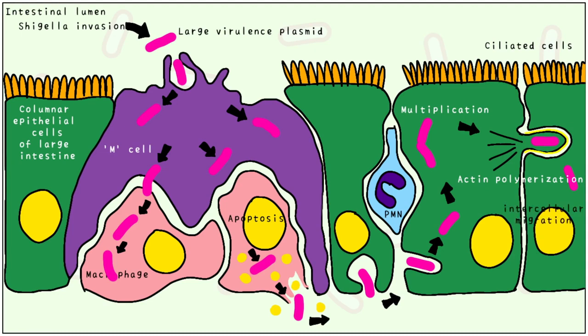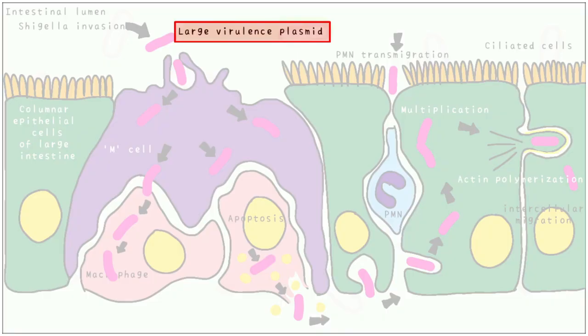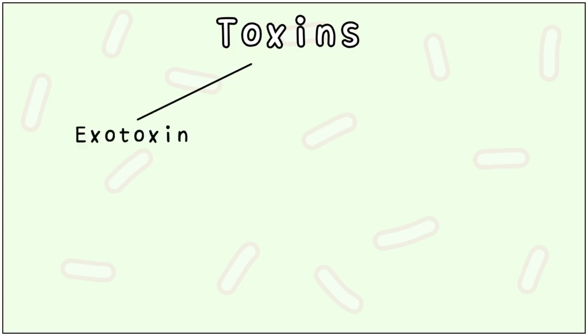Another possible path of entry is through PMN transmigration. This might get a bit confusing, so I have highlighted the three important points to remember. Number one is a large virulence plasmid, number two is entry through M cells, and number three is spread through actin polymerization.